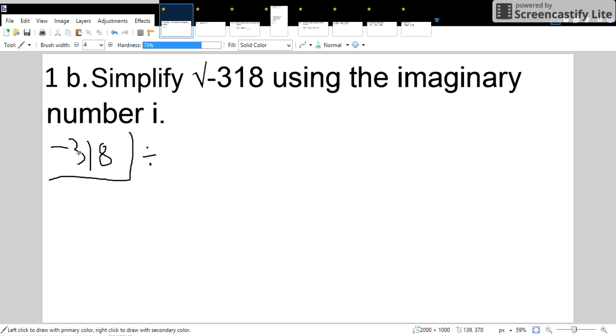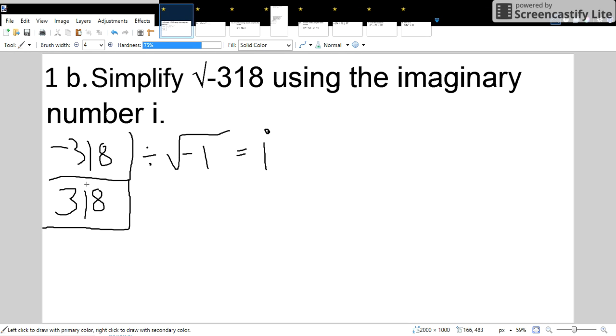Well, right away we see that there's a negative sign, so we know that we could pull out the square root of negative 1. And from our complex number notes, we know that that is i. So you divide that negative 318 by negative 1 to get 318.